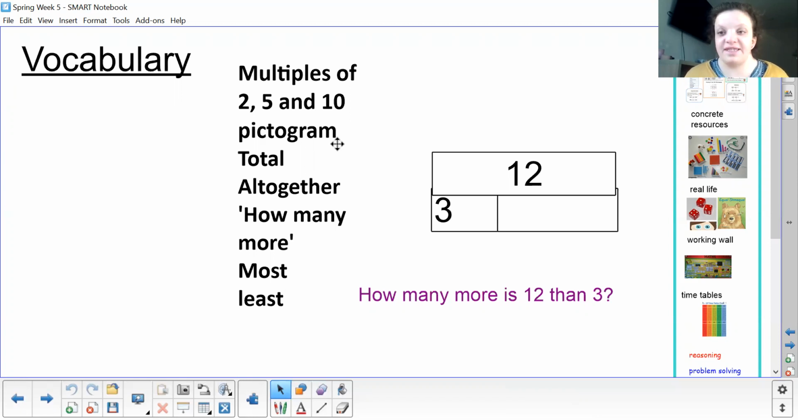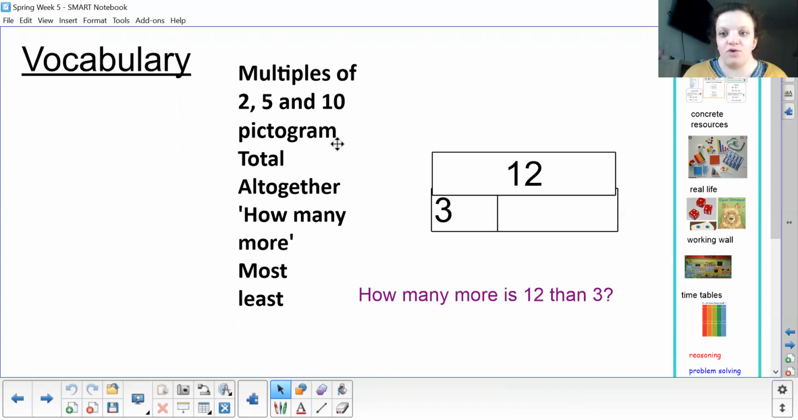How many more is the amount. So we've got one amount and then we've got another more, and we've got a bit more of it. So how much more is one number than another? So I always think of it as age. So my sister is 27 and I am 30. So I am 3 years older than her. So that's how many years more than her I am. I'm 3 years older than her, 3 years more than her. Most is our biggest, our big number, and least is our smallest.